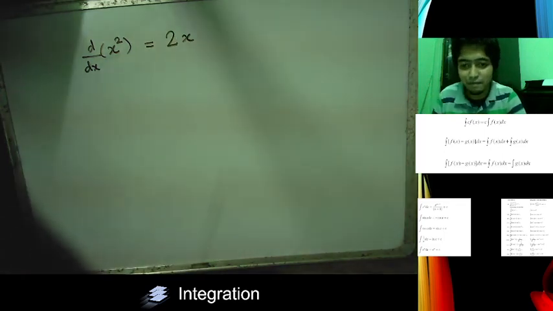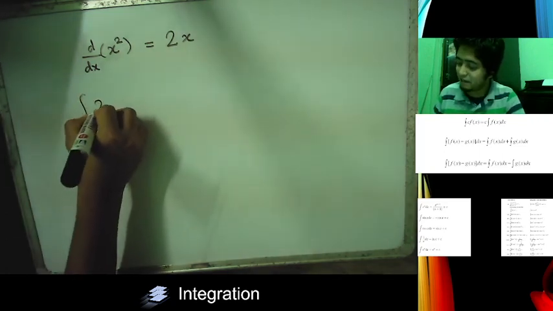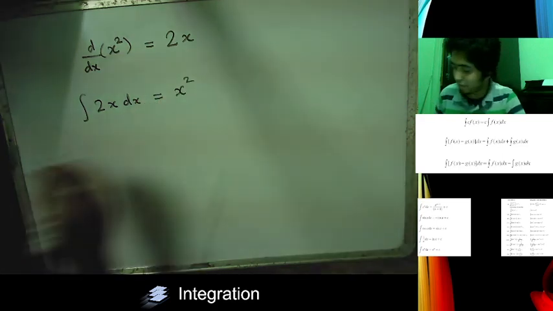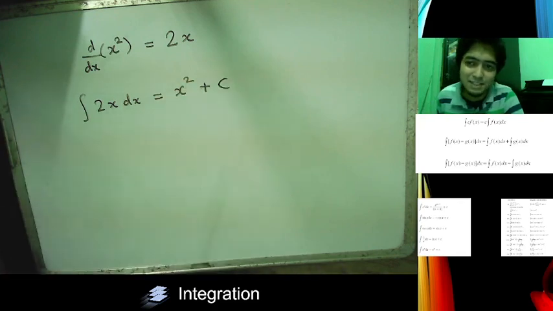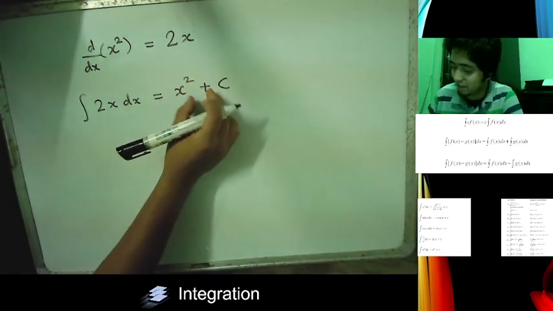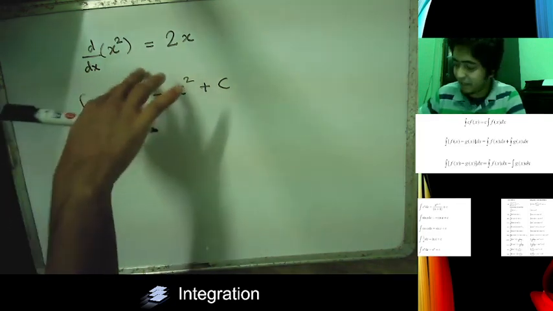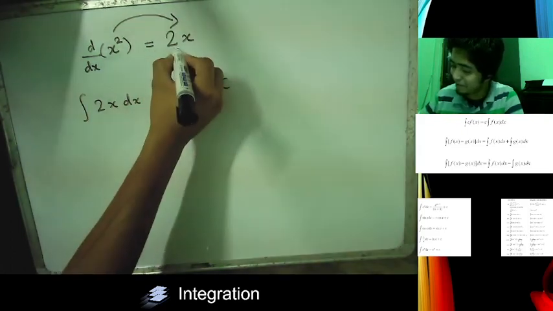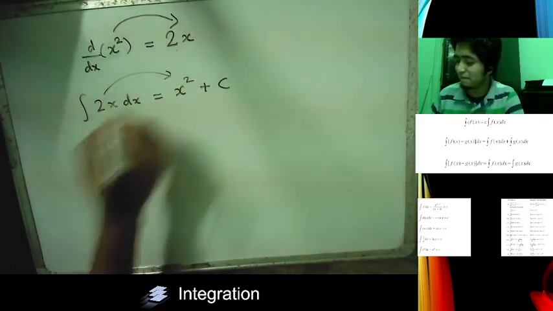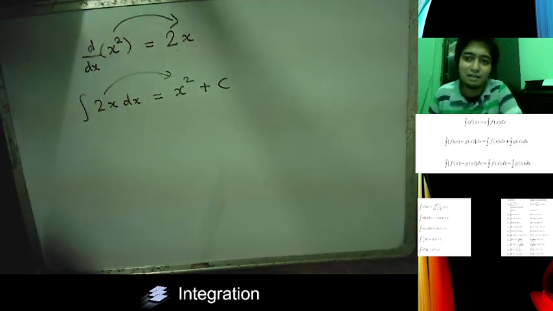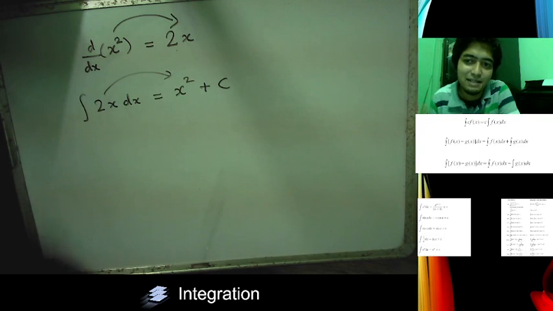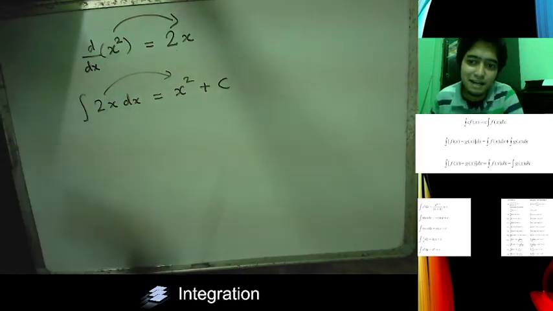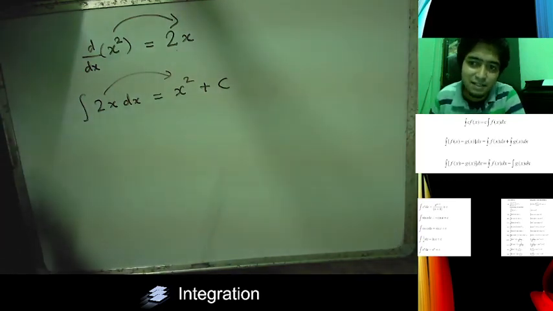But if you integrate 2x dx, you will get x squared, of course plus c. I will explain this plus c after some time. But you can see that when differentiating this one, you get this, and when you integrate 2x, you get x squared. That is why we call the indefinite integral the antiderivative, because it is a reverse process. Differentiation and integration are inverse processes of each other.